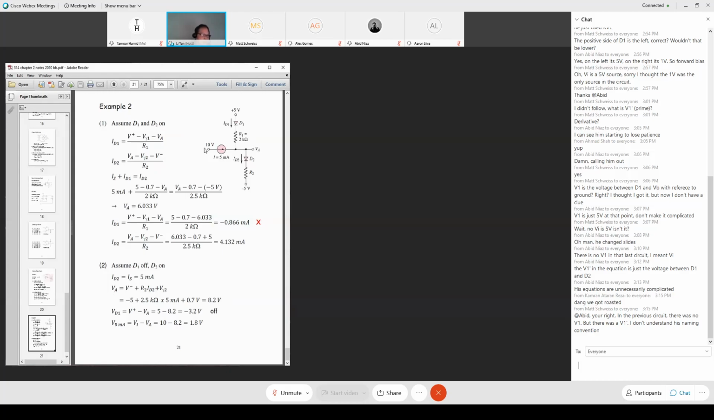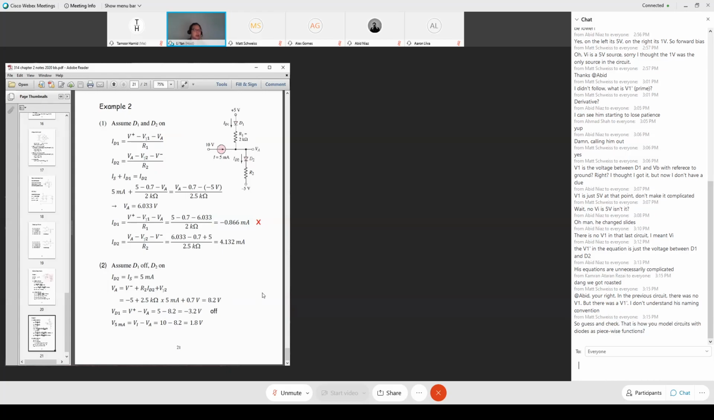10 subtract 8.2, that's the voltage difference between this point and that point. So 10 volts subtract 8.2 volts, you get 1.8 volts. So 1.8 volts actually is the voltage drop between this end and that end, or the voltage drop across the current source.